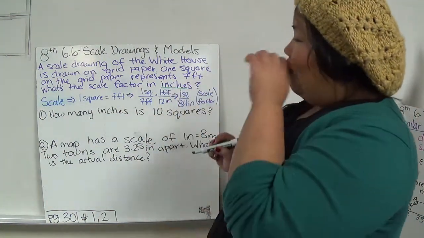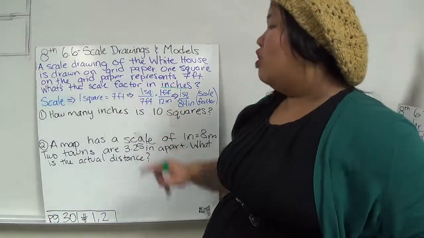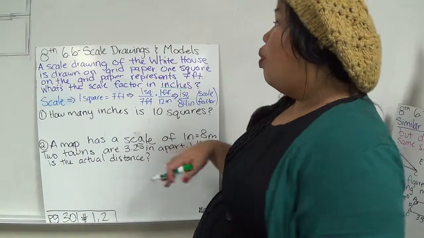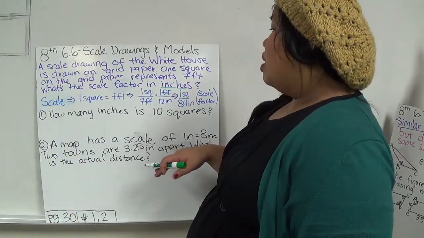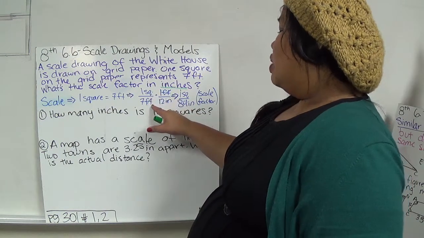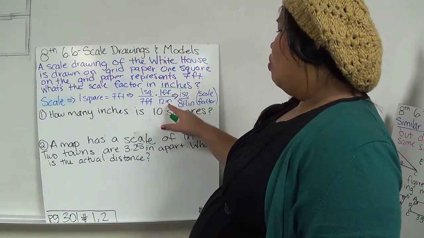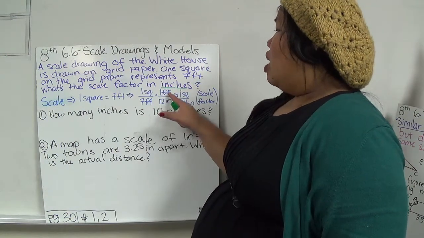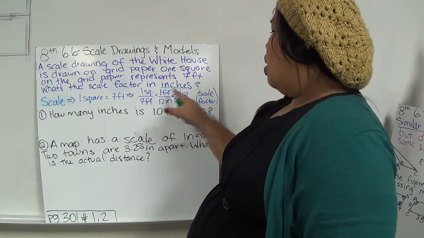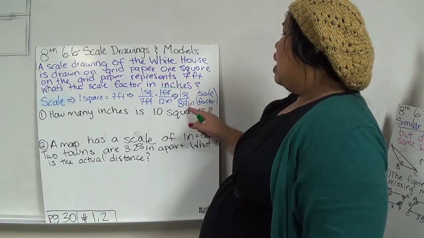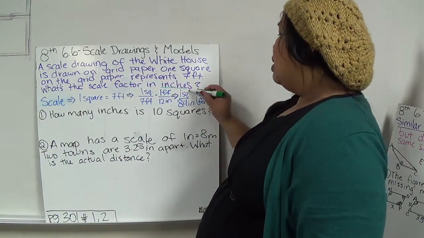So in order for us to find the scale factor, I have to turn the feet into inches. We did the same thing as in 6.4 when we were doing dimensional analysis and converting. So 1 square over 7 feet times 1 foot over 12 inches. And again, I put feet on the top because I want to cancel out. If I cancel out, I end up with square inches, which is exactly what I need. So 1 square is 84 inches. This is then my scale factor.